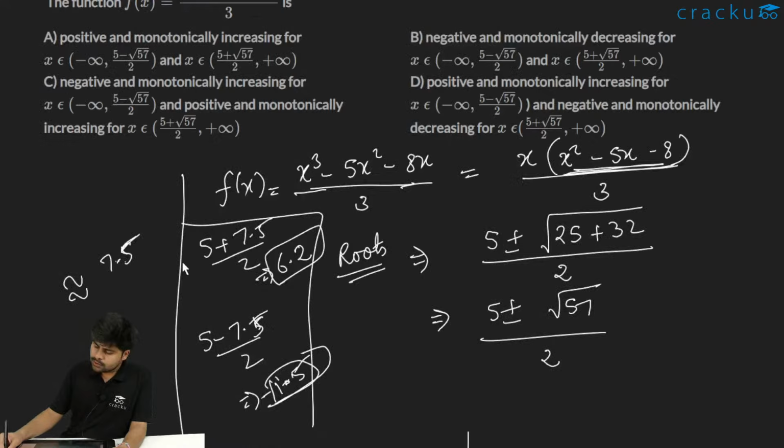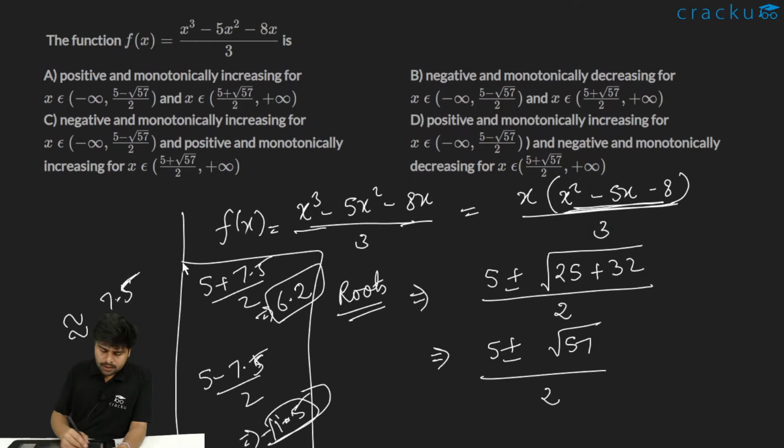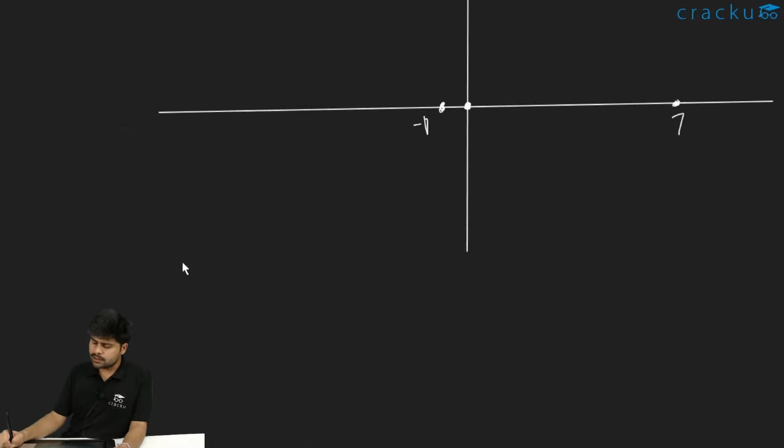Now think about it. What kind of function is this in the numerator? It is a cubic function. So how many roots does it have? Three roots. We found those three roots. The first root is 5 plus the square root of 57, divided by 2. The second root is 5 minus the square root of 57, divided by 2. These are the two roots, and the other root is 0. These are the three roots. We needed three roots, and we found the three roots.